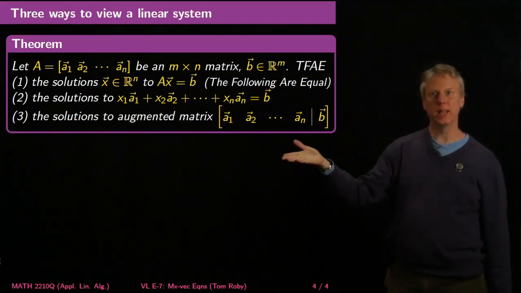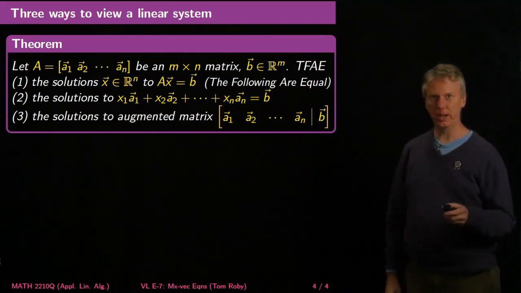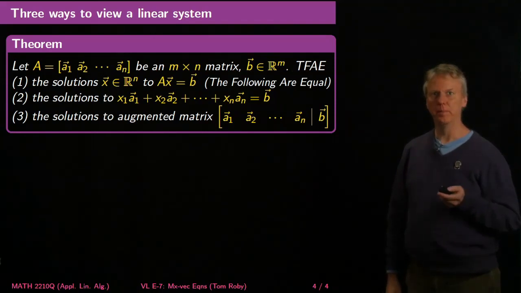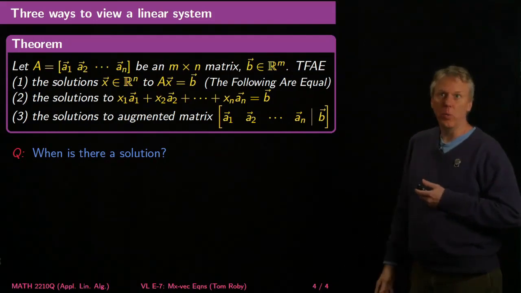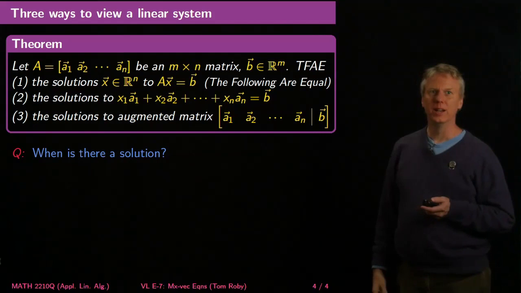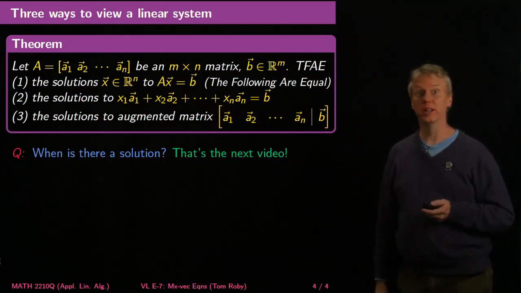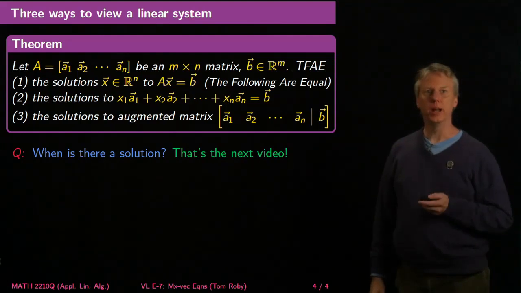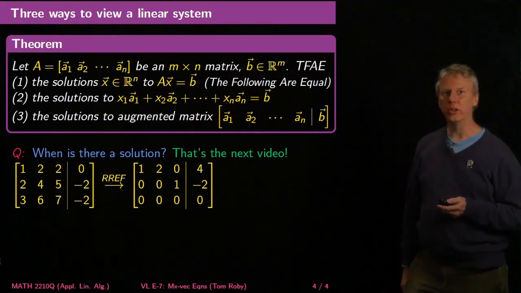And finally, this is the same as the solutions to the augmented matrix. Okay, so the question you might ask is, when is there a solution? Is there anything we can say about how that works? And we sort of know, right? If we're given any particular example, we can do row reduction and see what's going on. But I'll be more specific about that in the next video. But let's just take a quick look here.